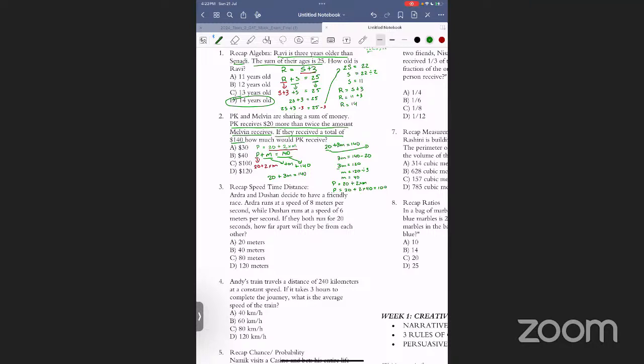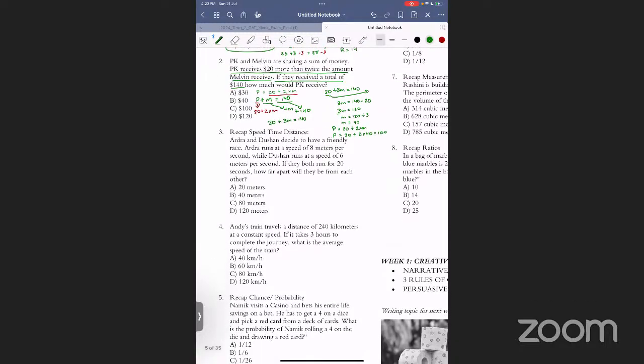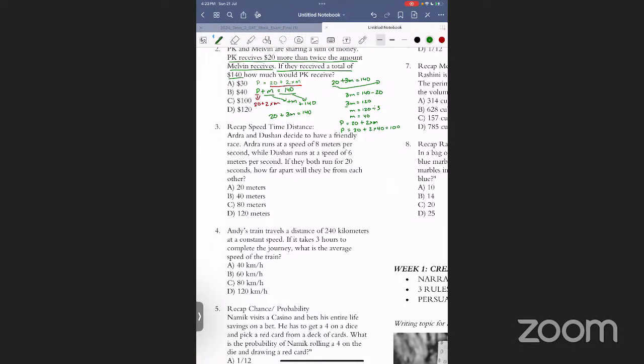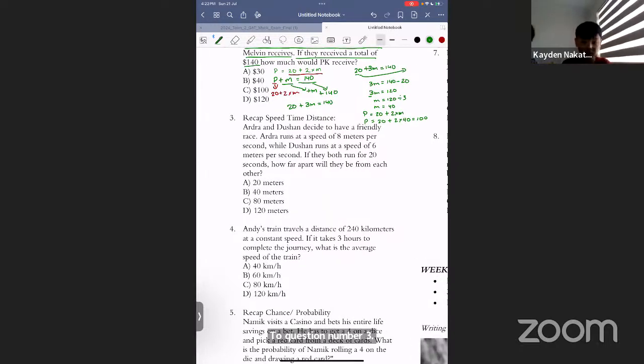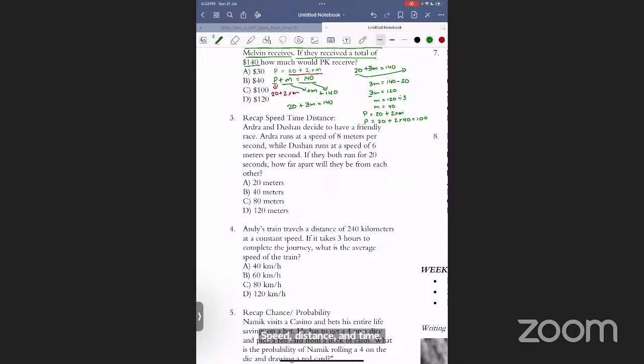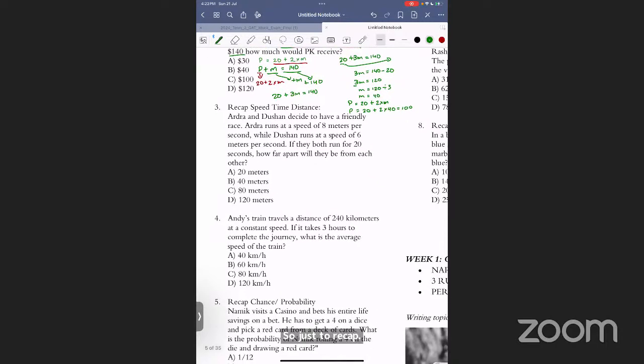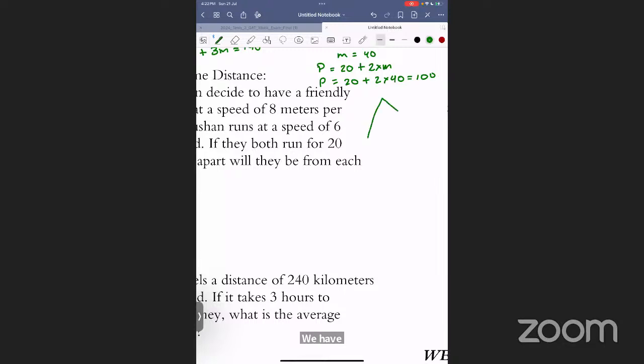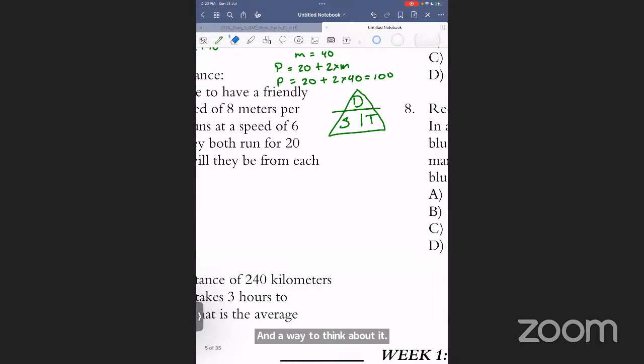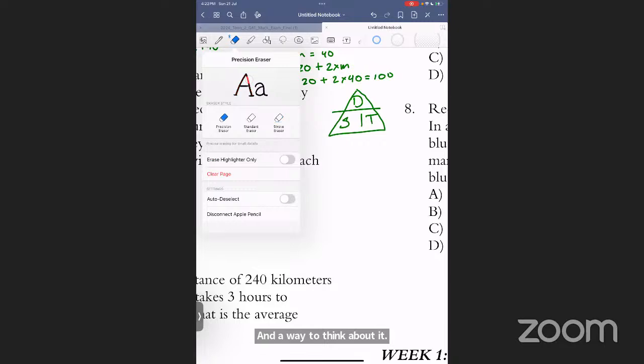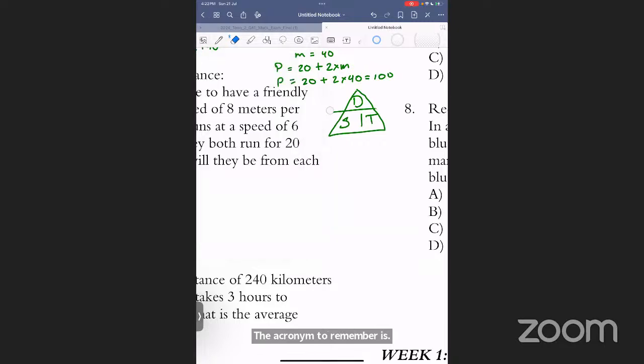All right. So moving on to question number 3, we have speed, distance, and time. Just to recap, we have this triangle to remember how speed, distance, and time work. So it's distance over speed and time. And a way to think about it, the acronym to remember it is, let's see, precision eraser. So if you forget it, the order is don't stop thinking.